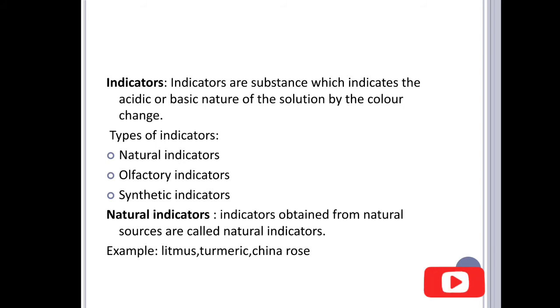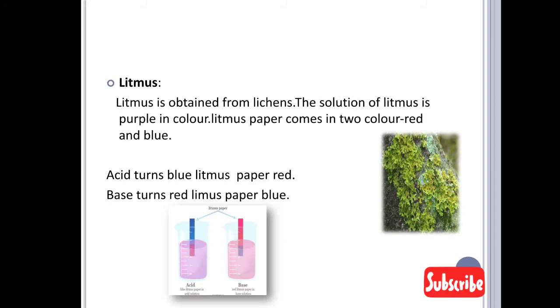So what are natural indicators? From the name itself we can know that these types of indicators are obtained from natural sources. Examples are litmus, turmeric, and china rose. Let us discuss these. Litmus is obtained from lichen, and the solution of litmus is purple in color. Litmus paper comes in two types: red and blue. Acids turn blue litmus paper red, and bases always turn red litmus paper blue.